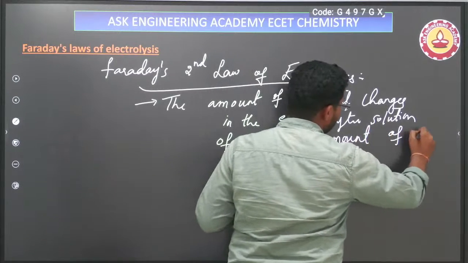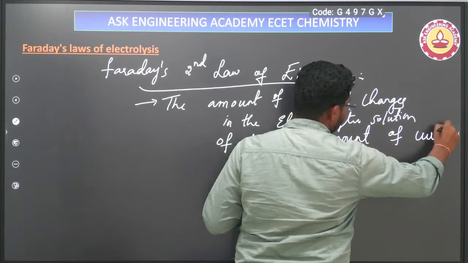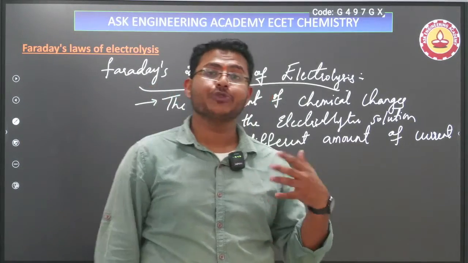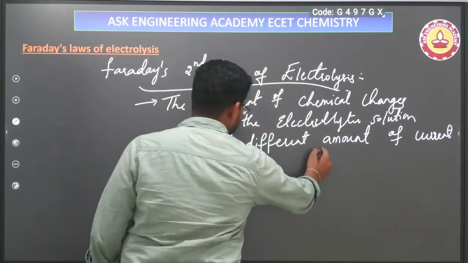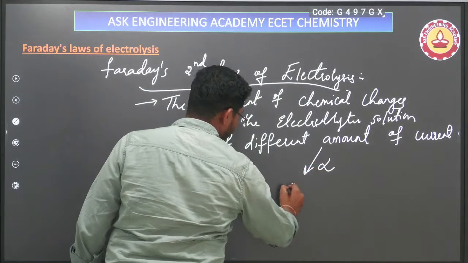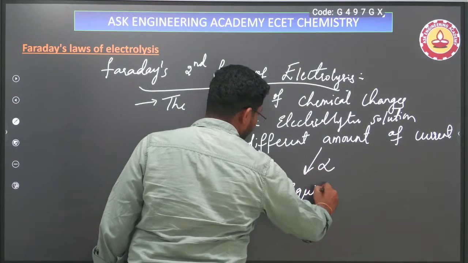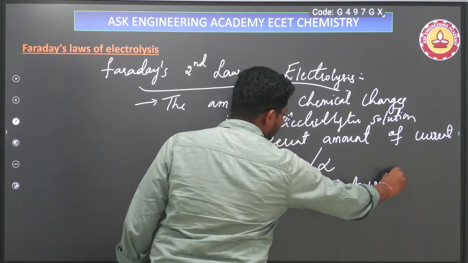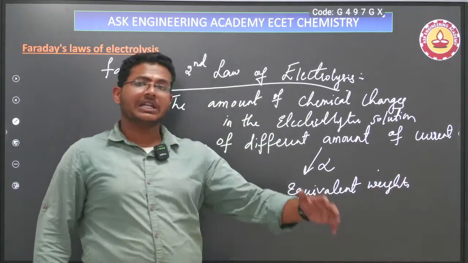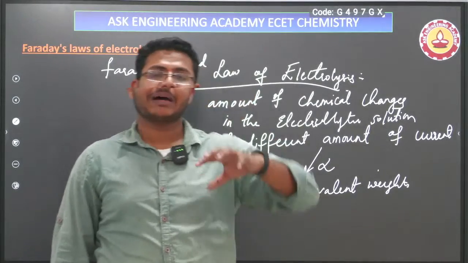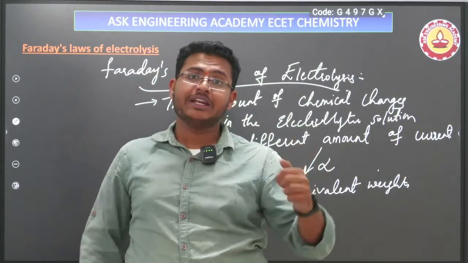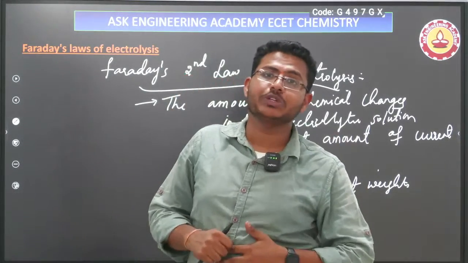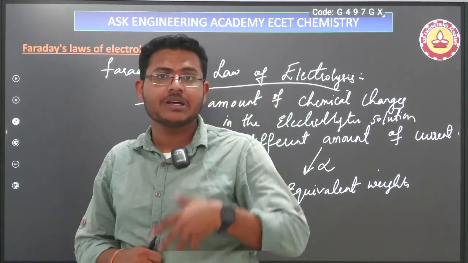The amount of current is directly proportional to their atomic equivalent weights. That means the total amount of changes happening within the electrode when different concentrations of current are applied are equal to the equivalent weights of atoms present in the electrodes.